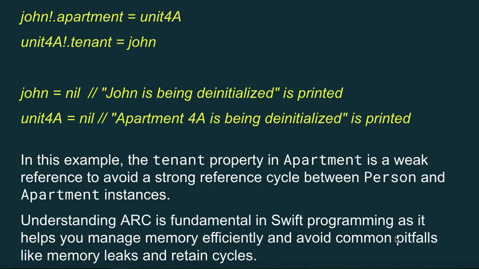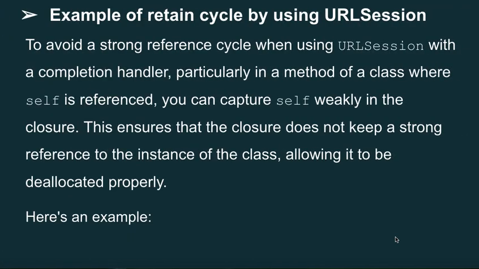In this example, the tenant property in Apartment is a weak reference to avoid a strong reference cycle between Person and Apartment instances. Understanding ARC is fundamental in Swift programming as it helps you manage memory efficiently and avoid common pitfalls like memory leaks and retain cycles.